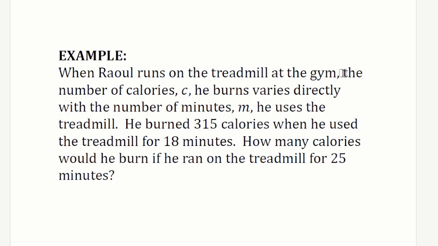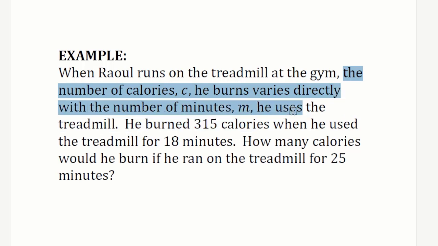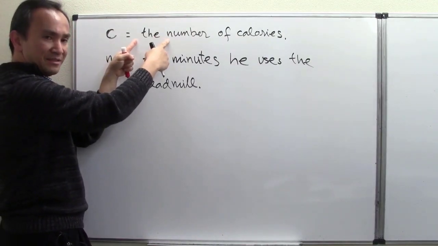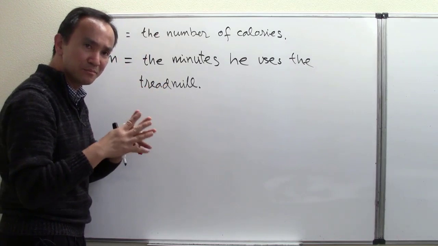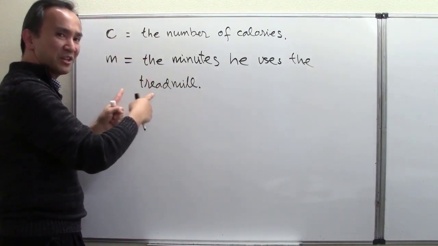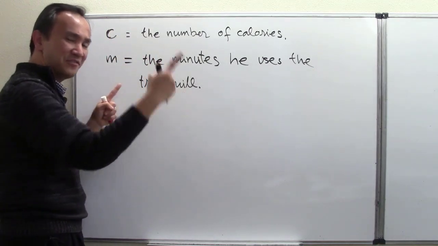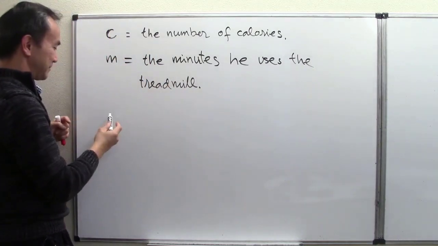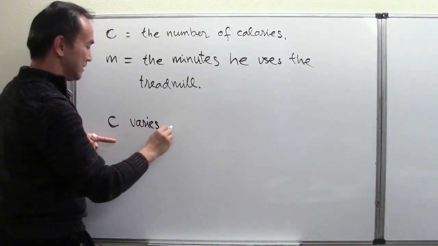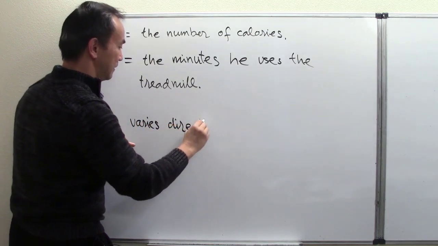Let me now even highlight that. The number of calories that he burns varies directly with the number of minutes that he uses the treadmill. So in this way, on my board, the number of calories is C. In a way more closely related to mathematical language, C varies directly with M. Another way of understanding it, C varies directly with M.